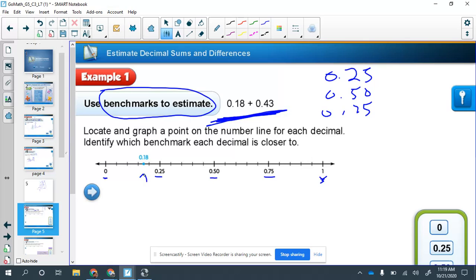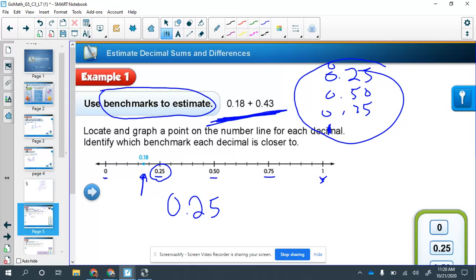We're going to think to ourselves, well, which of these benchmarks, right? And I forgot to put 1 and 0 on here, right? But which of these benchmarks is 18/100 closest to? Well, if we use a number line, it's pretty easy to see that it is closest to 25/100, right? So I'm going to put in 25/100.